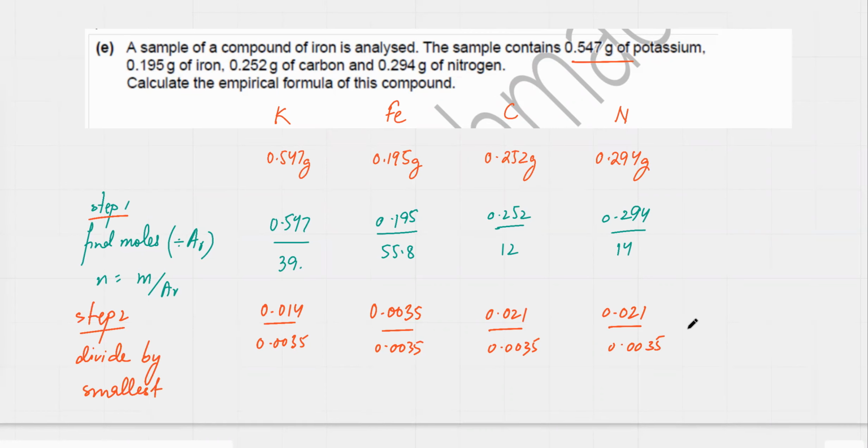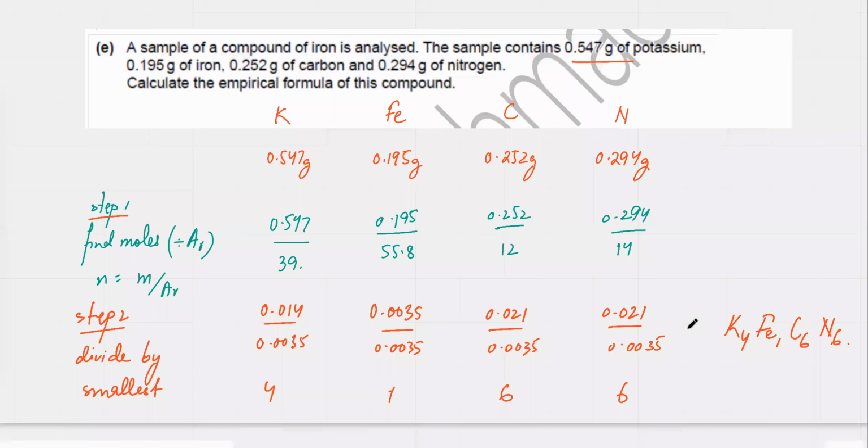So what do you get for the first one? 4. So you're going to get 4. This is obviously 1. What is this? 6. It's getting 6. So these two are 6. So that means your empirical formula, or the simplest ratio of the atoms, is there are 4 potassiums, 1 iron, and there are 6 carbons and there are 6 nitrogens.